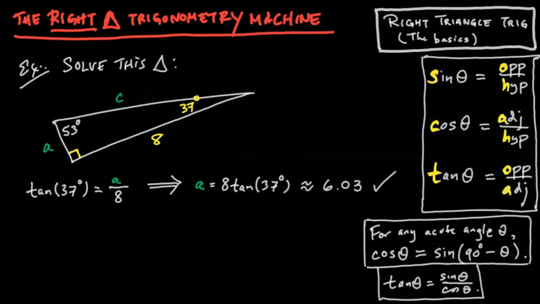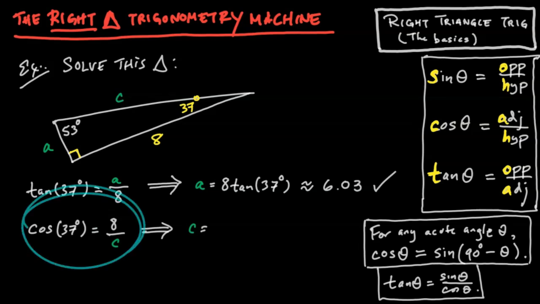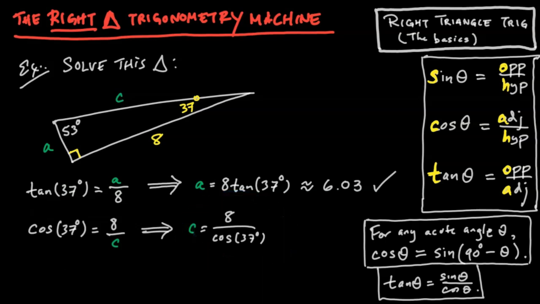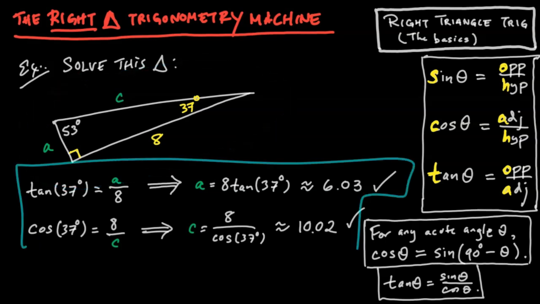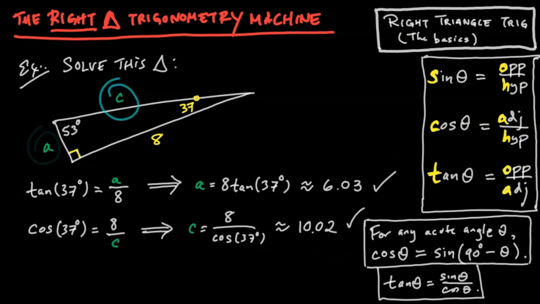Thank you, great SOH CAH TOA. Cosine 37 degrees is going to be adjacent leg over hypotenuse, 8 over C. Well, that implies that C is going to be what? When we solve this equation for C, we end up with C is 8 over the cosine of 37. And naturally, we would like a numerical approximation for that. My trusty TI-36X Pro tells me that it is about 10.02. And we are done. We have solved this triangle. We have used the trigonometry machine to produce the missing sides.